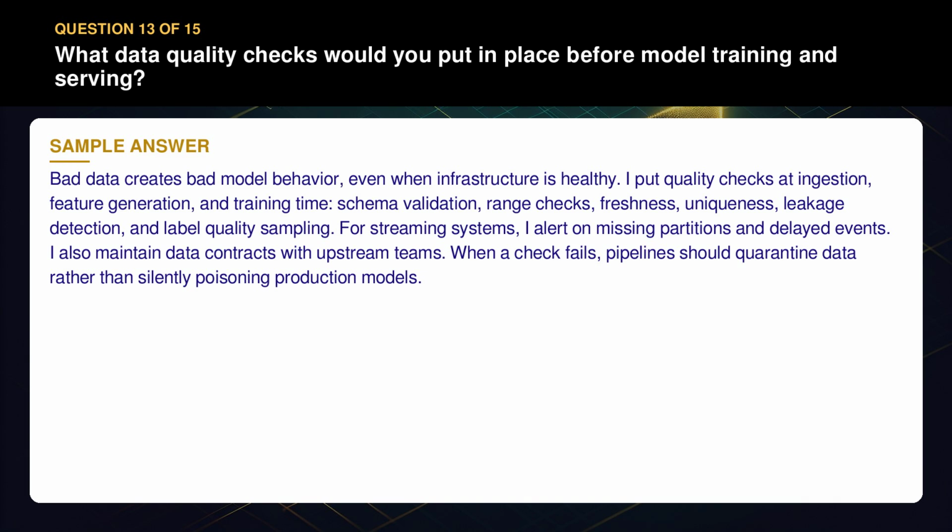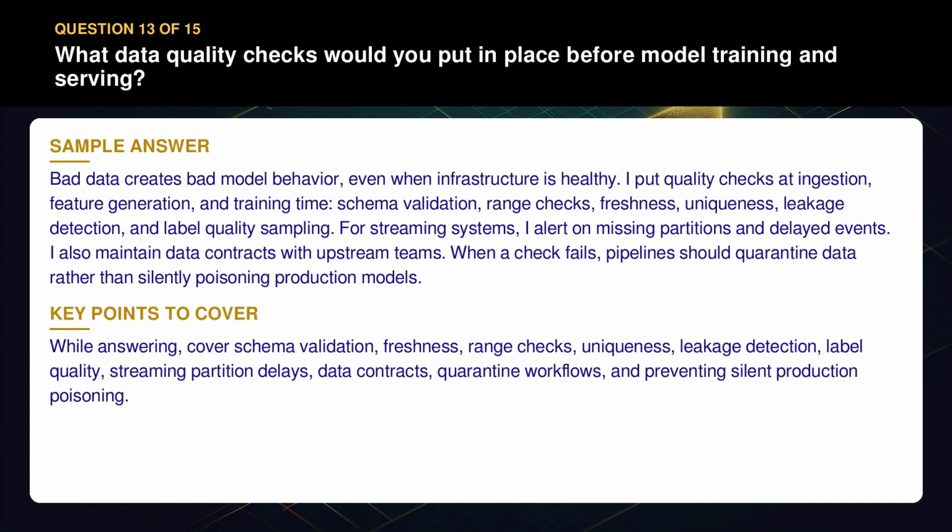For streaming systems, I alert on missing partitions and delayed events. I also maintain data contracts with upstream teams. When a check fails, pipelines should quarantine data rather than silently poisoning production models. While answering, cover schema validation, freshness, range checks, uniqueness, leakage detection, label quality, streaming partition delays, data contracts, quarantine workflows, and preventing silent production poisoning.